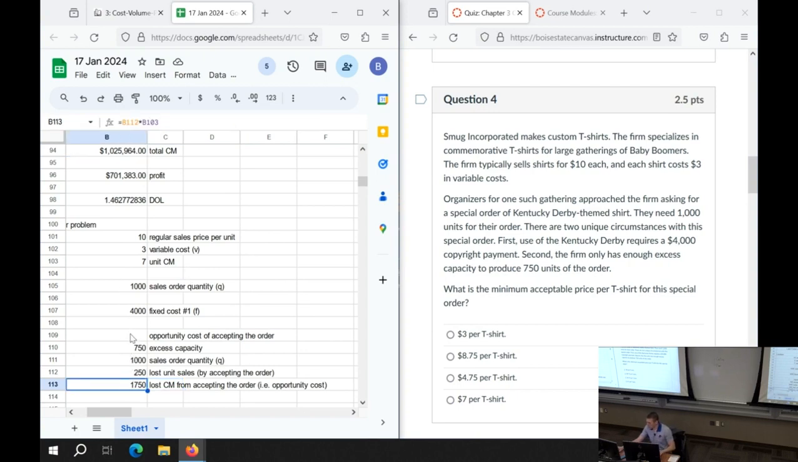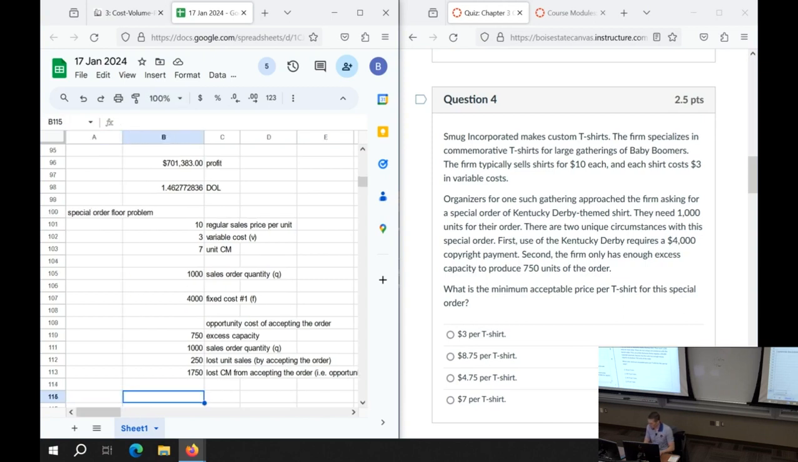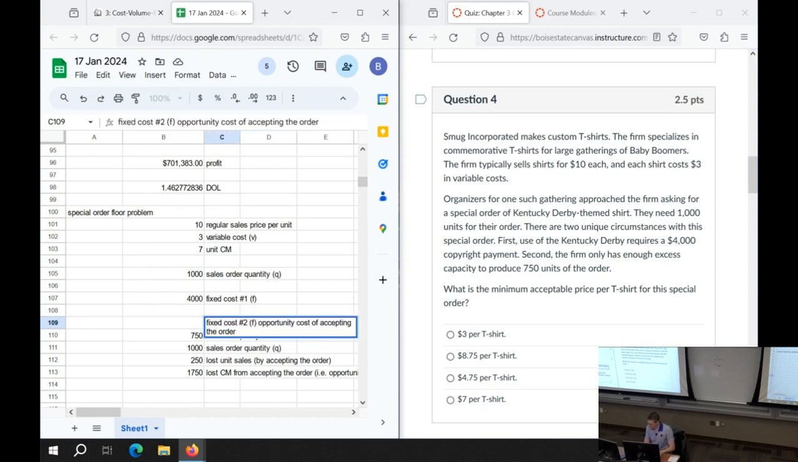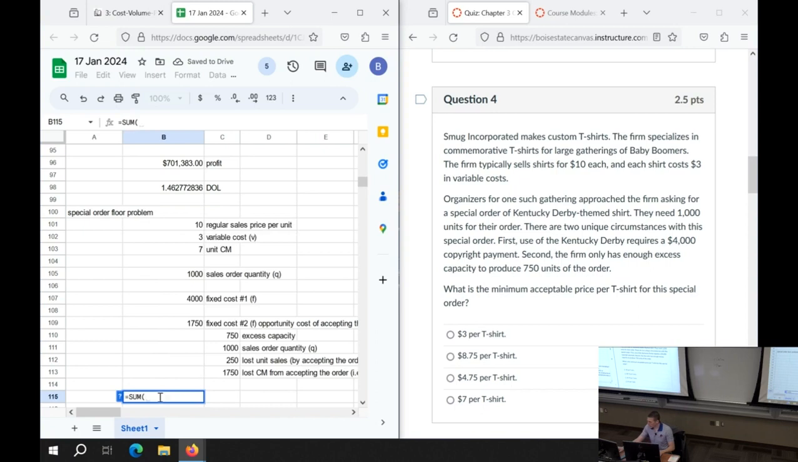So we have these 2 fixed costs. I will just make a new one. Going to get all messy. Copy it up here. And I will indent this so it looks a little bit more natural. There we go. Meant to do that. So our total F is these 2 together.